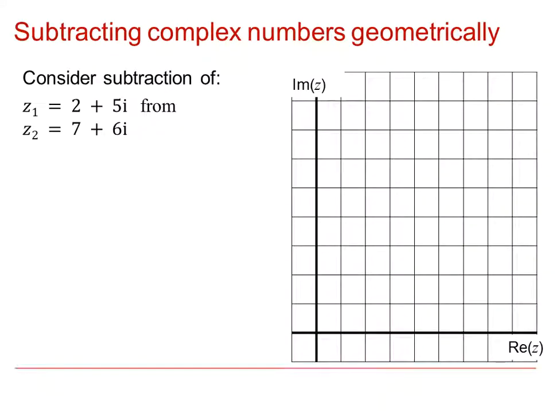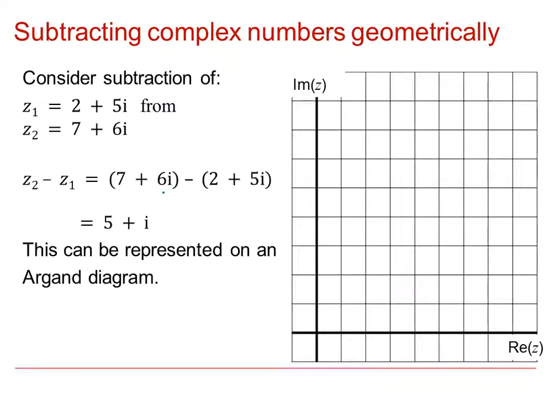Likewise, we can look at subtractions. So we're going to take z1 from z2. So this time we're going to do z2 take away z1. So that's 7 plus 6i, and we're going to take away 2 plus 5i. Be careful with the subtraction. So looking at the real parts, we've got 7 take away 2 is 5. And looking at the imaginary parts, we've got 6i take away 5i is just plus 1i. So z2 take away z1 should be 5 plus i.